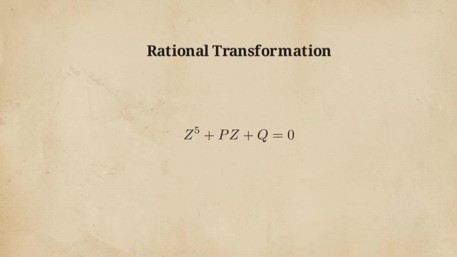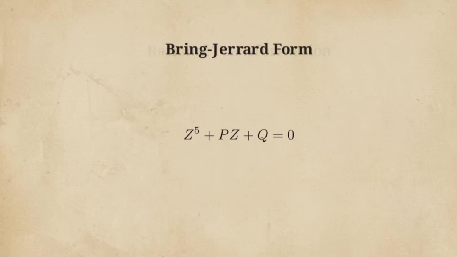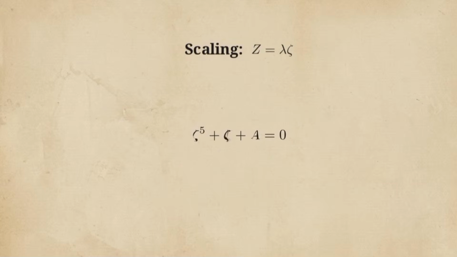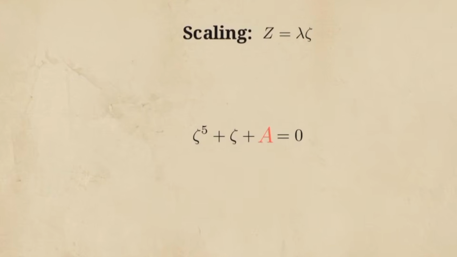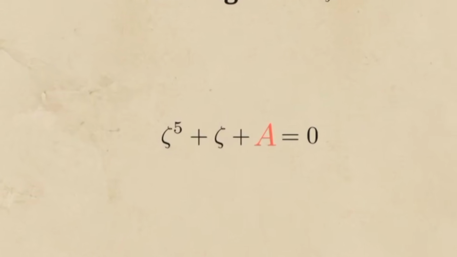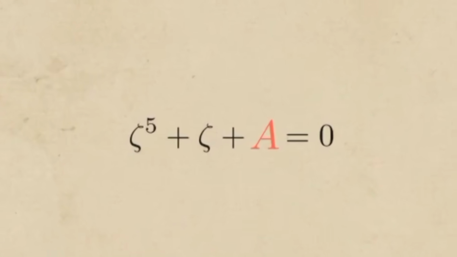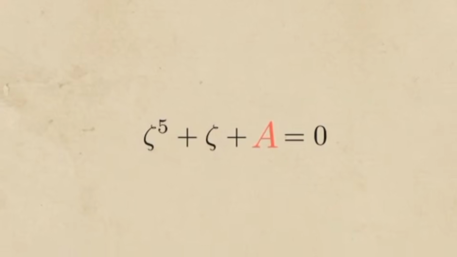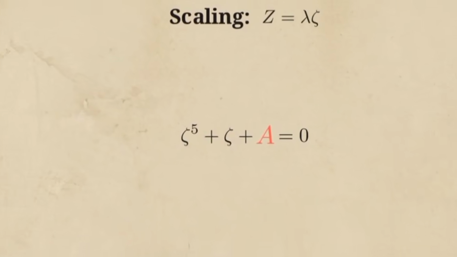The resulting equation is the Jerrard form. It contains only a fifth power, a linear term, and a constant. A final scaling step forces the linear coefficient to 1, leaving us with a single complex parameter, a. Through this algebraic compression, every general quintic, regardless of its initial coefficients, is reduced to an equation defined by the single parameter a.